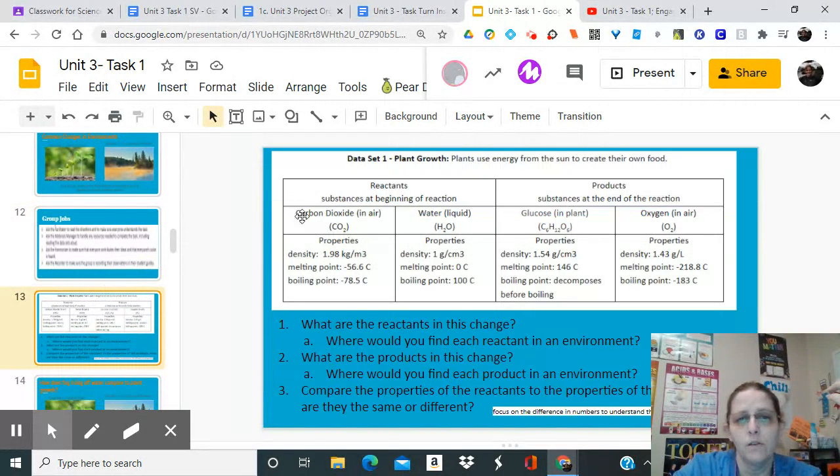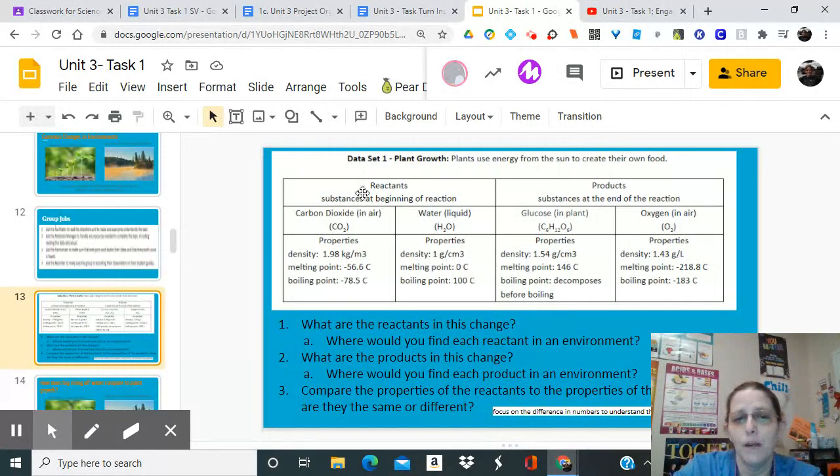Okay. So data set one, plant growth. Plants use energy from the sun to create their own food. So you have your reactants right here, the substances at the beginning of the reaction, carbon dioxide and water. Your products, that's what happens at the end of the reaction. That's what you get out of it. So your glucose and your oxygen.